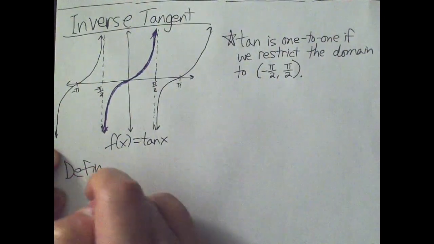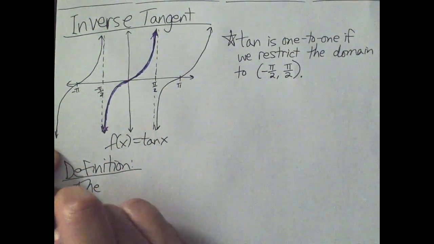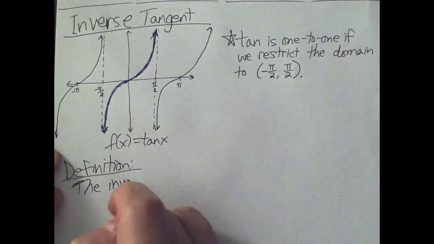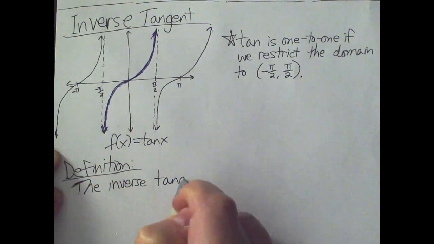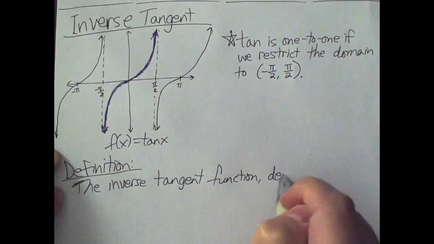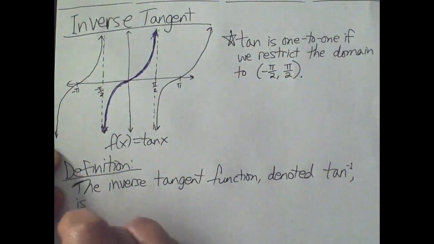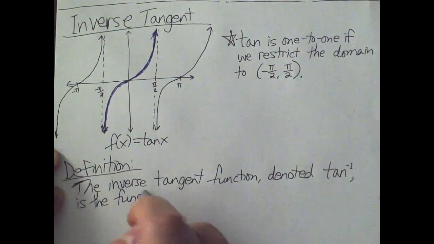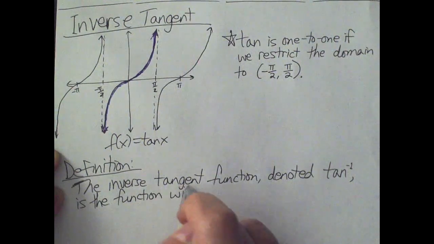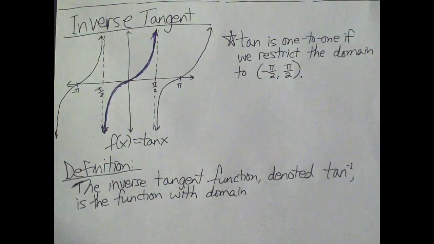So, definition. The inverse tangent function, denoted tan with a little negative 1 up there, is the function with domain. You know how for each of these we've been specifying the domain and range? What do you think the domain is for this one? It's not negative 1 to 1.